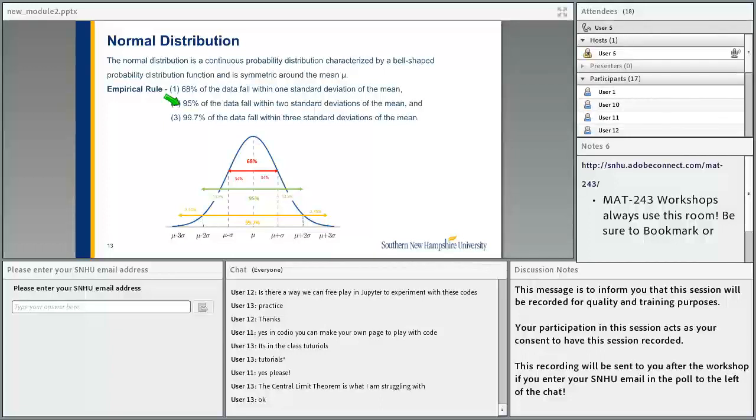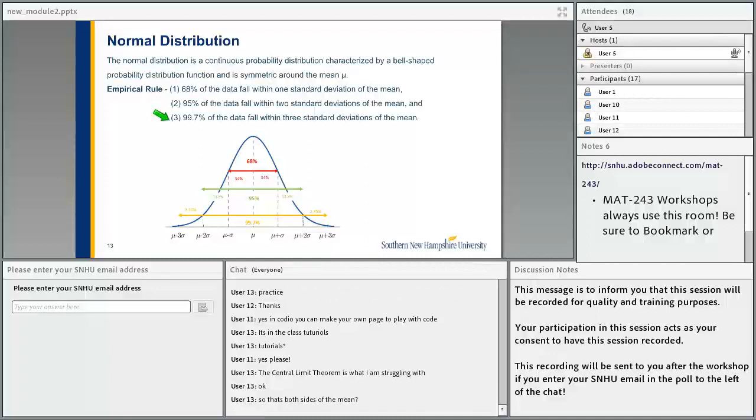95% of the data fall within two standard deviations. So that is mu minus 2 sigma to mu plus 2 sigma. So that would include right from mu minus 2 sigma all the way up to mu plus 2 sigma. So 95% of your data is included here.